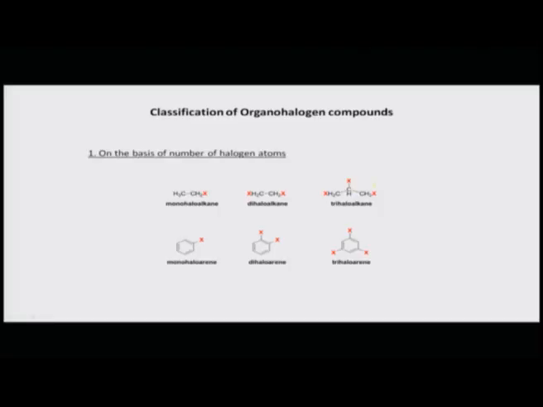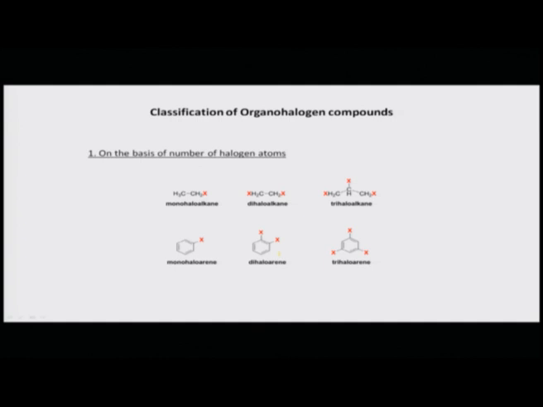And the third one is trihaloalkane, where I have 3 halogen atoms attached to 3 different carbon atoms of a propane based molecule. The classification continues to be the same even in the case of aromatic compounds. So, monohaloarene, a compound that has only one halogen atom, it can be dihaloarene when there are two halogen atoms present, trihaloarene and so on.